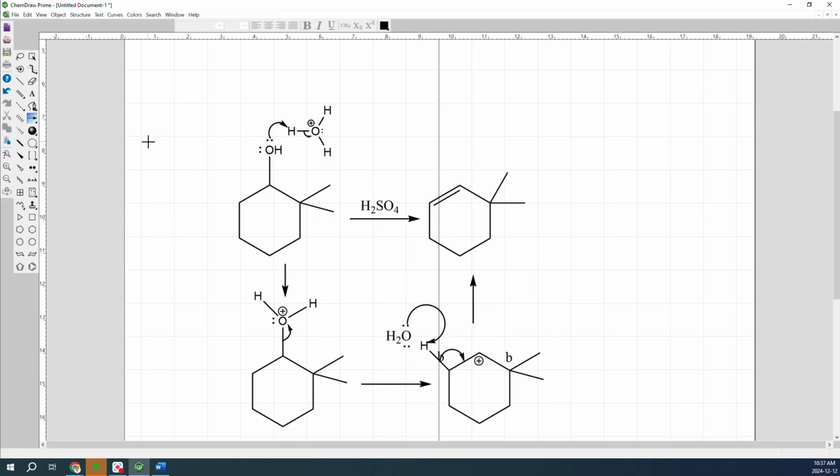This is actually a minor product in the reaction, but it's good to know how to do the mechanism. Now let's take a look at other possible products that could be obtained from this. In order to do this, we'll take a look at the carbocation that was generated.